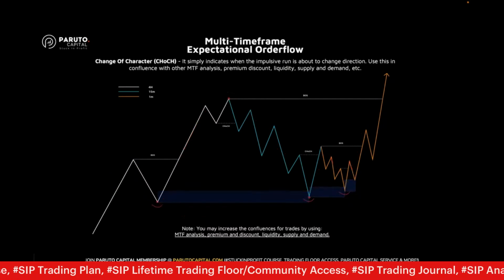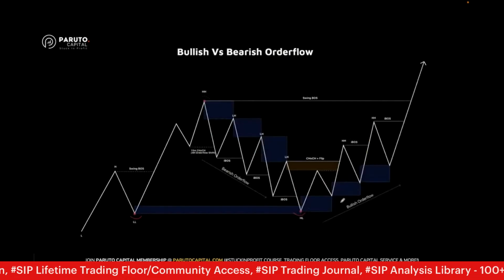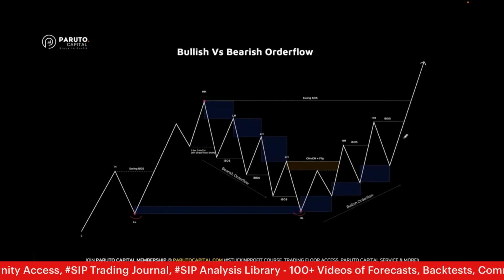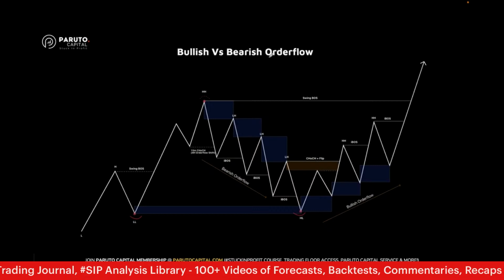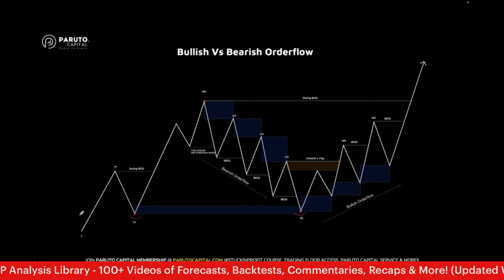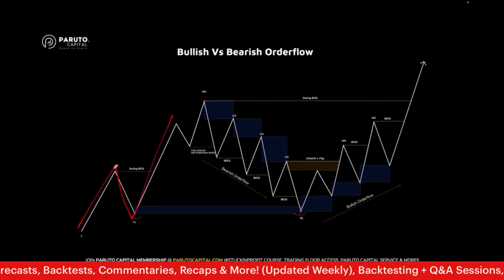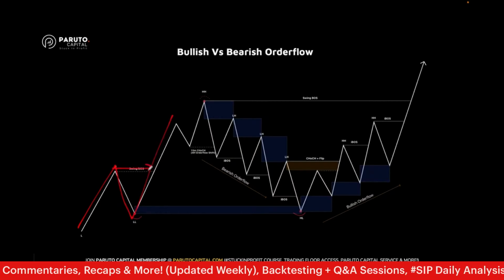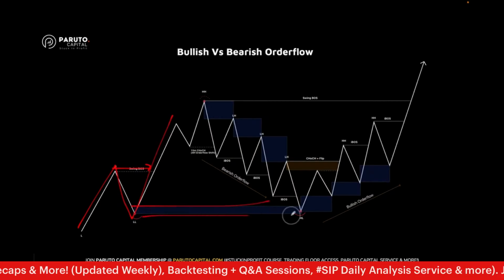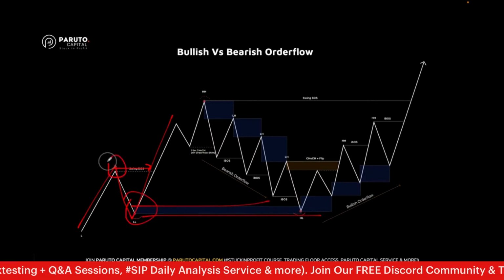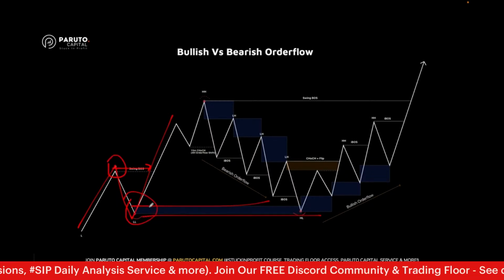All right, now let's look at this in much more depth. So here you have the bullish versus the bearish order flow, and as you can see here, the market rallied and then pulled back, and then rallied again. A break of structure happened here. We know that this is a strong zone because this was the zone that pushed and took out this weak high. So we know this is a strong zone.